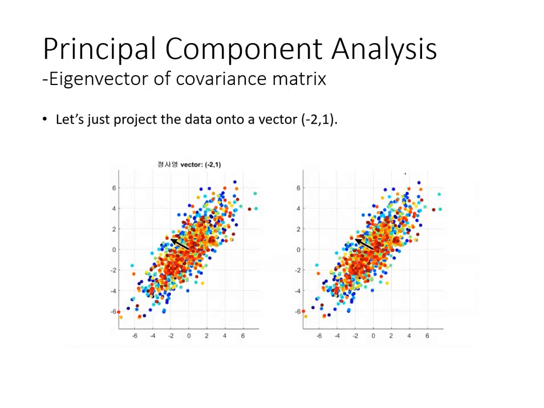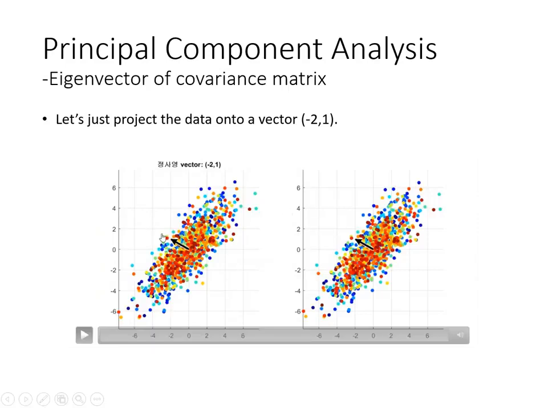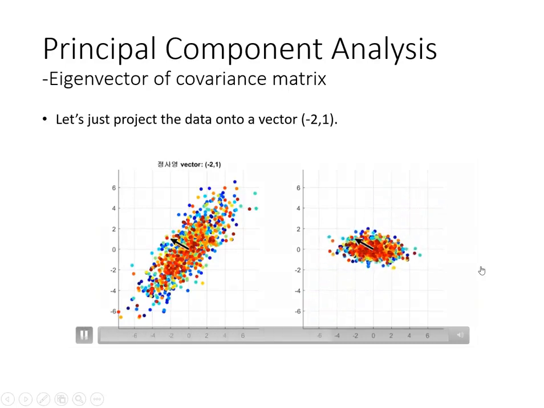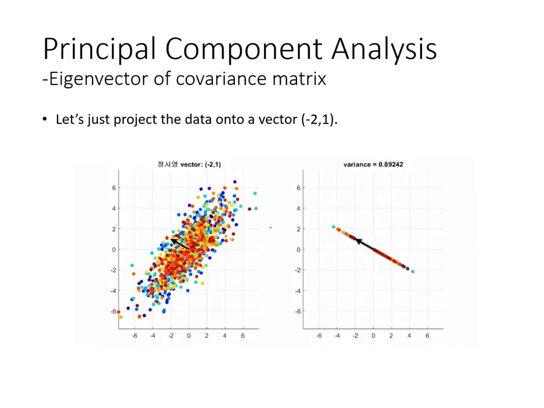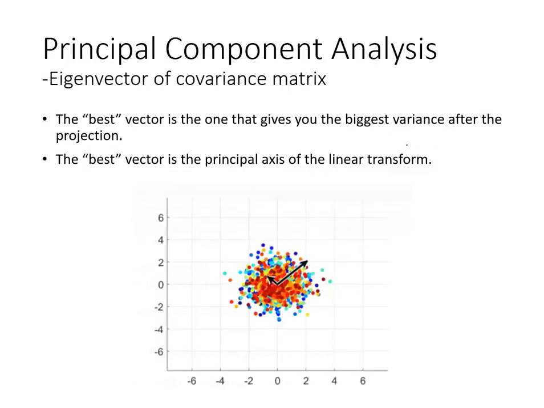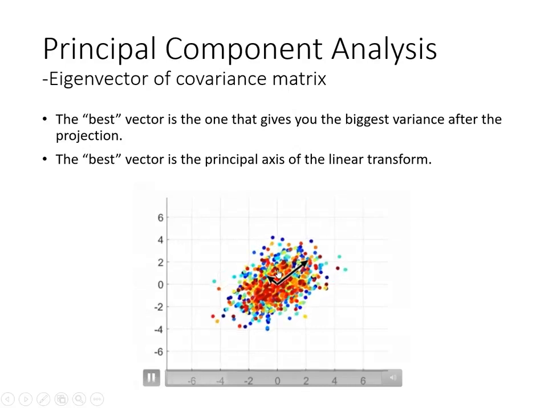Let's just say that we have projected the data onto this vector. What will happen? This is the result, and the variance of the result is 0.89, and the last one was 4.11. So we can say that the last one was better, but how can you find the best? The best vector is one that gives you the biggest variance after the projection. And then the best vector is a principal axis of the linear transform.